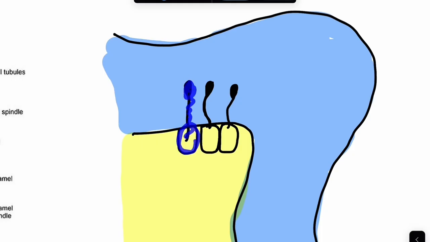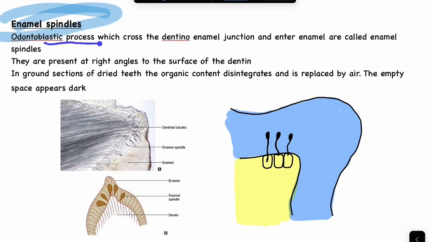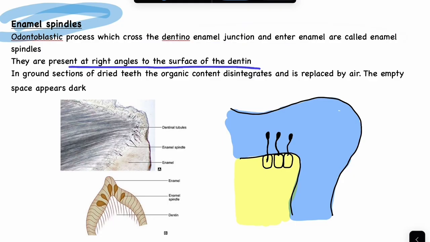An extension is also called a process. This extension may enter the enamel at the dentinoenamel junction. The odontoblast may have an extension into the enamel, and this extension is called an enamel spindle. So odontoblastic processes which cross the dentinoenamel junction and enter the enamel are called enamel spindles. They are present at right angles to the surface of dentine, at 90 degrees.